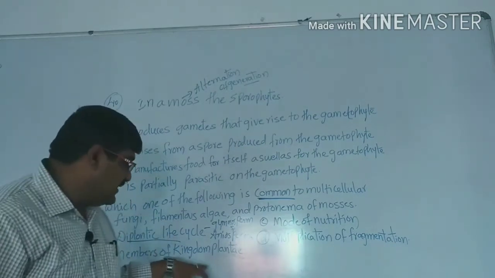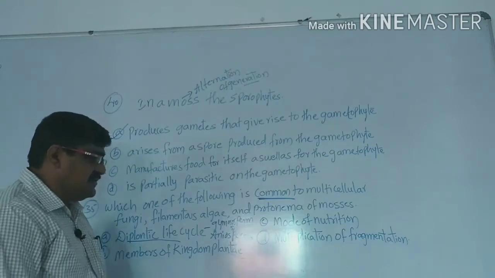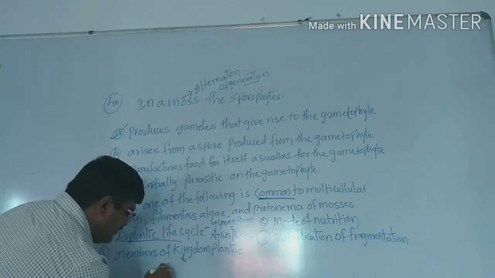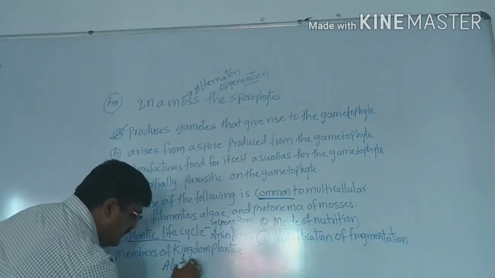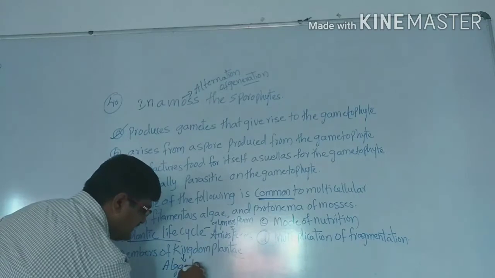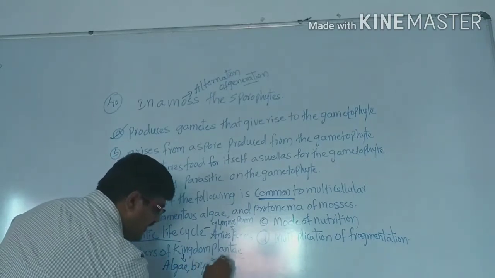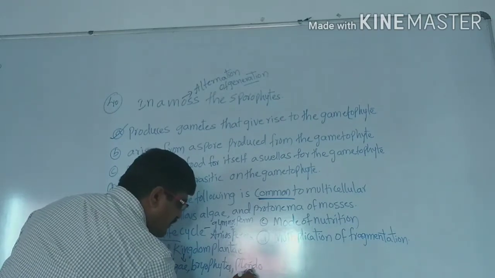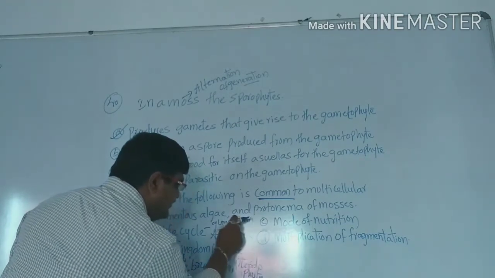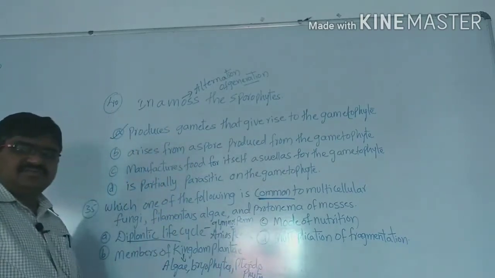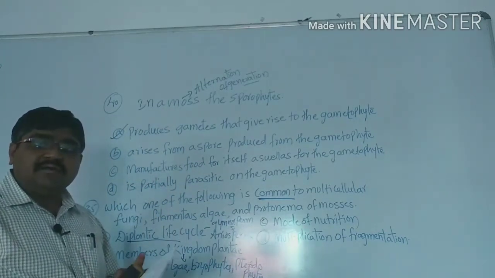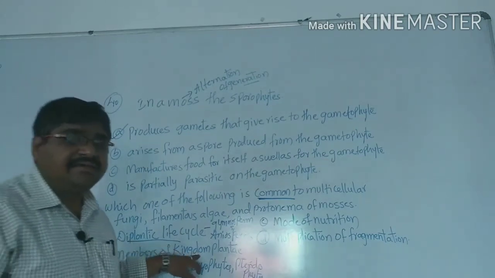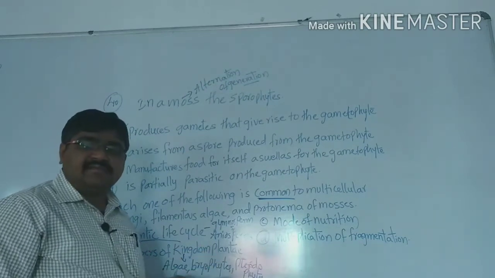But kingdom Plantae includes the algae, bryophytes, pteridophytes, and gymnosperms and the angiosperms. So these are the five classes present in kingdom Plantae. That is also not a correct one.